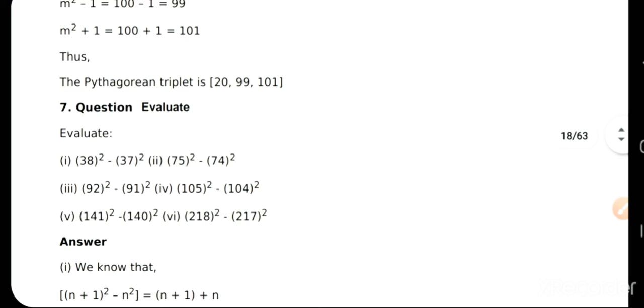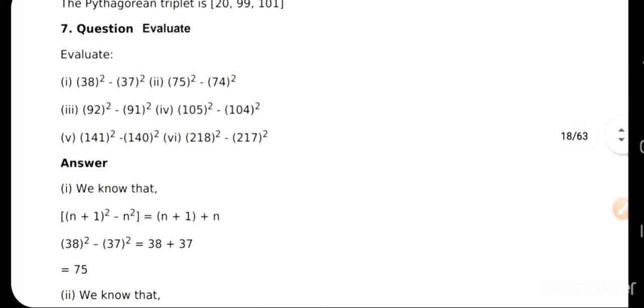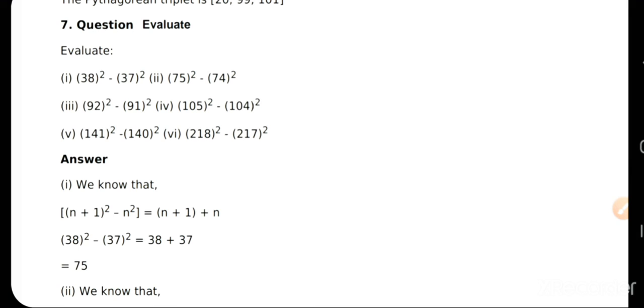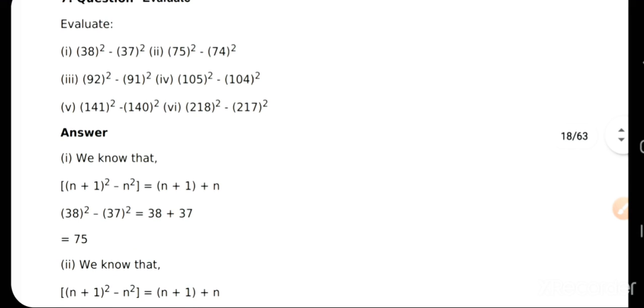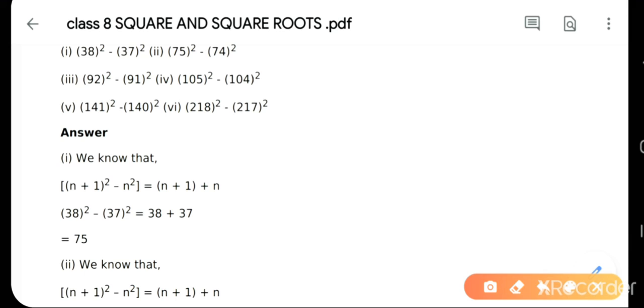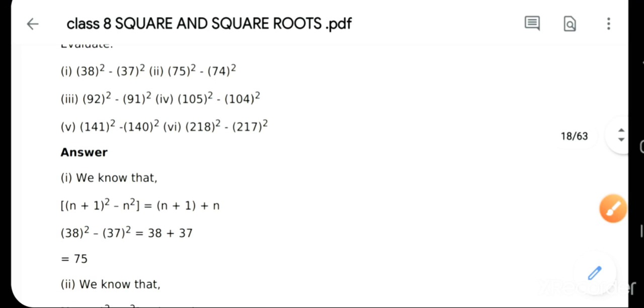So let's come to question number 7. Yeah, this is very simple. This formula has been introduced to you, that the difference of squares of two consecutive numbers is the sum of the numbers, that is, n plus 1 whole square minus n square is equal to n plus 1 plus n. Okay, it means that the difference of squares of consecutive numbers is equal to the sum of the numbers. Using this formula, you have to solve this question.